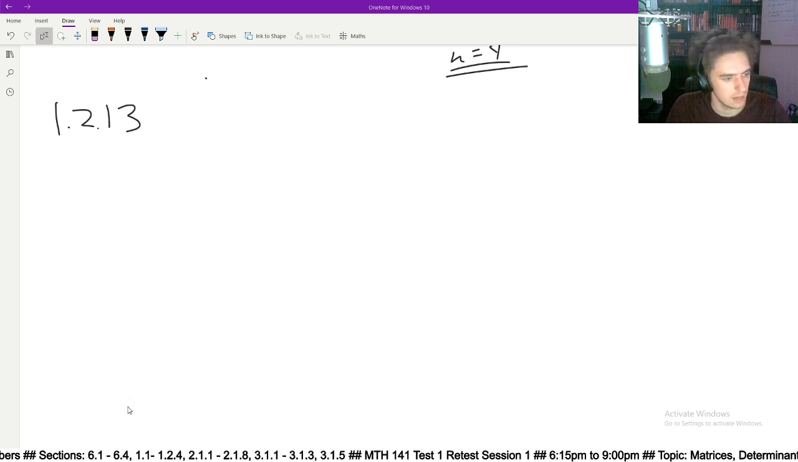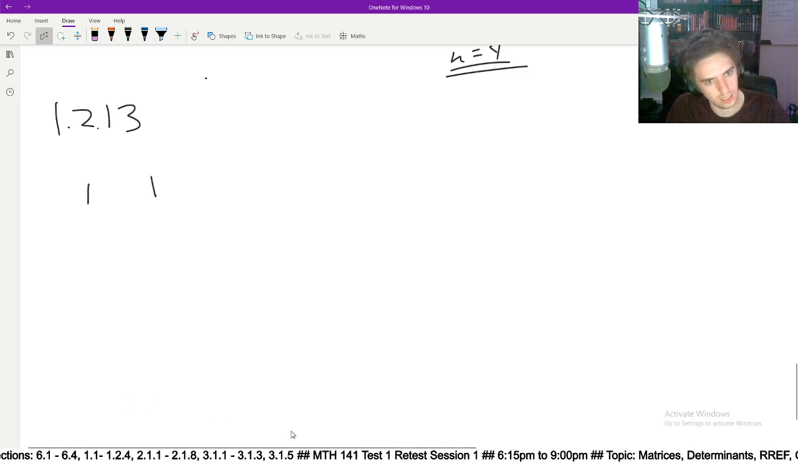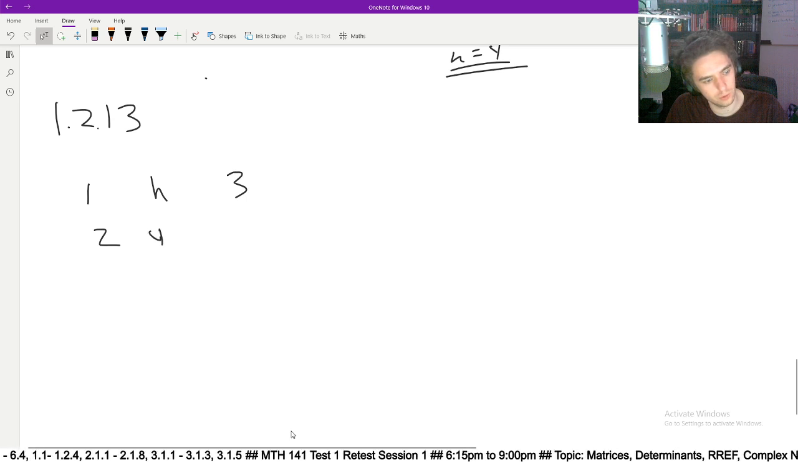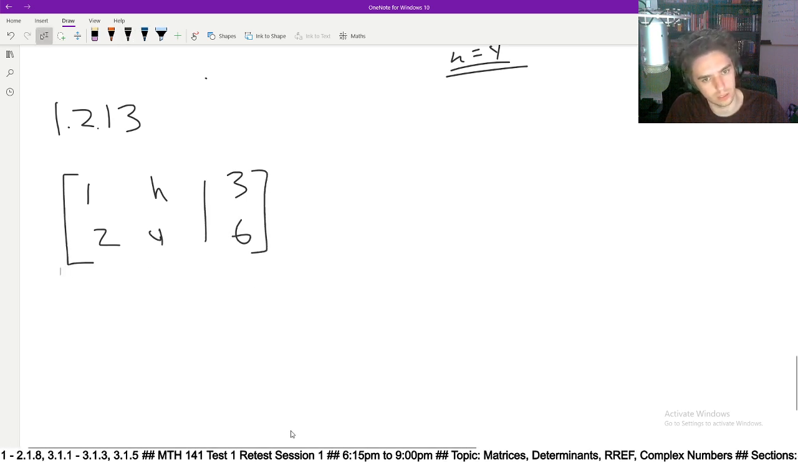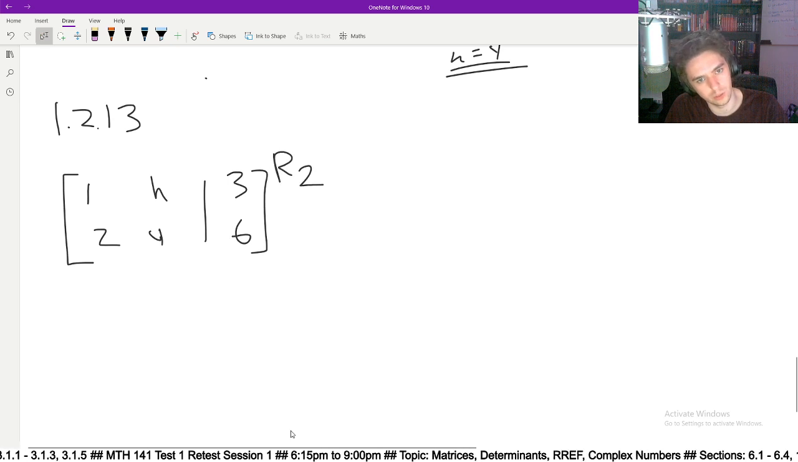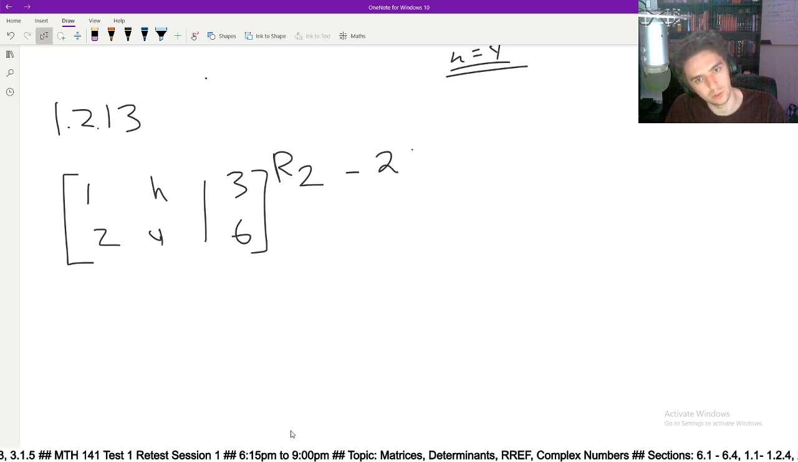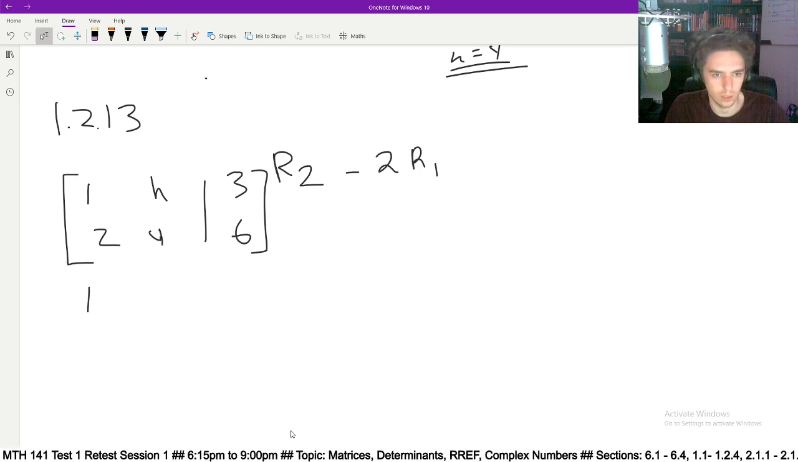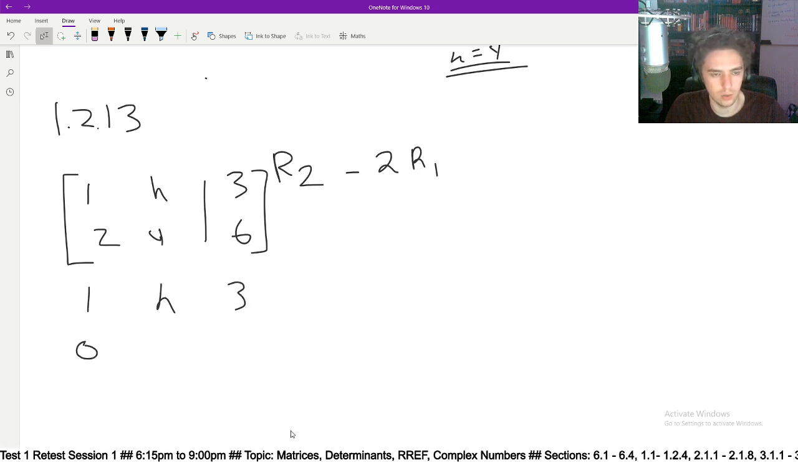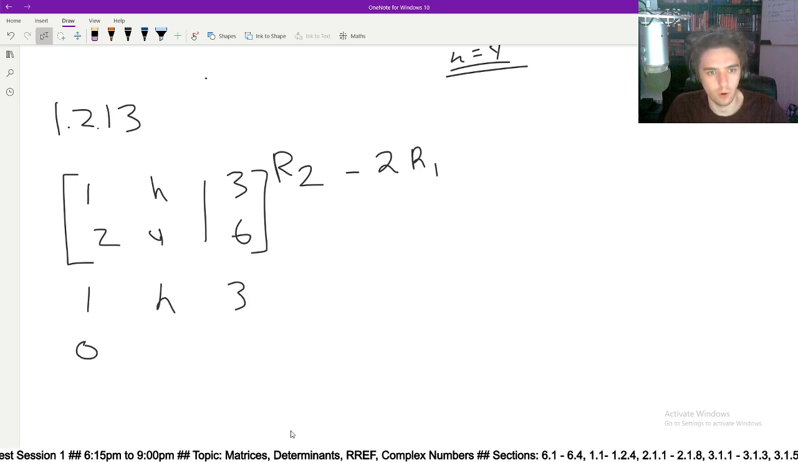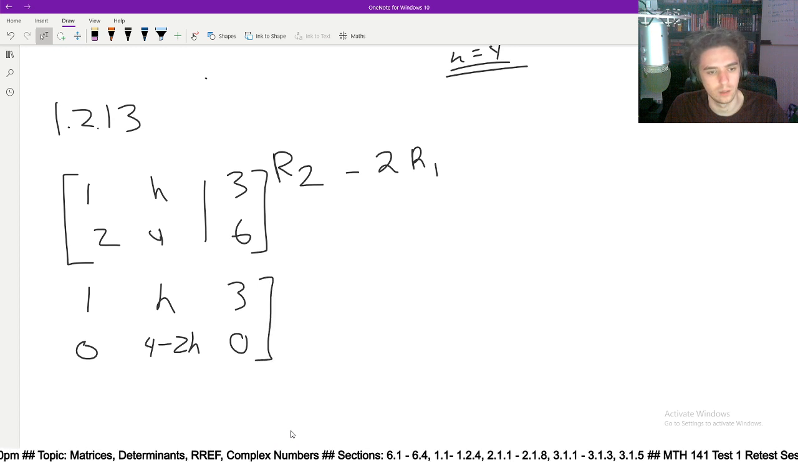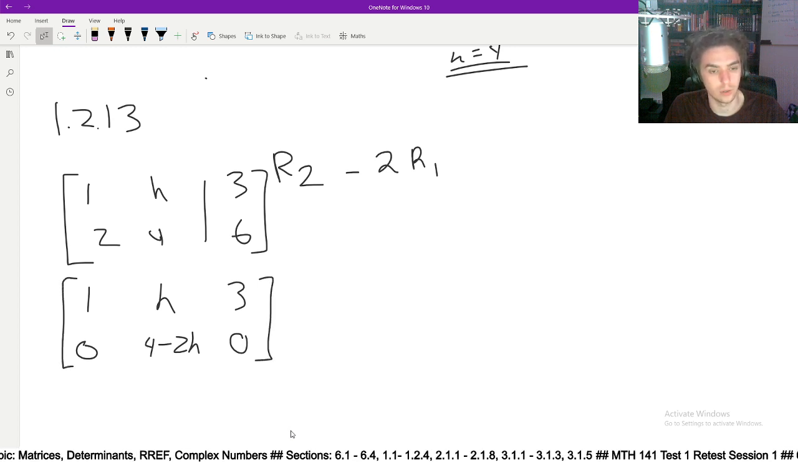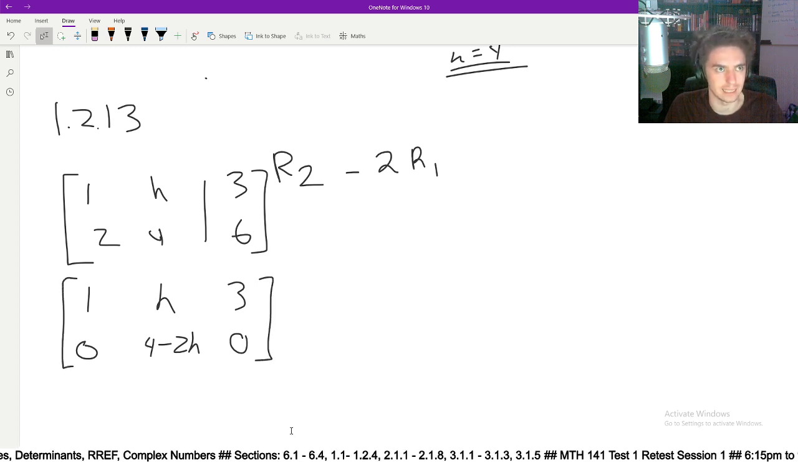1.2.13 is find h such that the matrix 1, h, 3; 2, 4, 6 is inconsistent. So this one's actually simpler. Row 2 minus 2 row 1. So it's 1, h, 3, 0, and that's going to be 4 minus 2h. And then it's going to be 6 minus 6 is 0. There is no h now for this to be an inconsistent system.